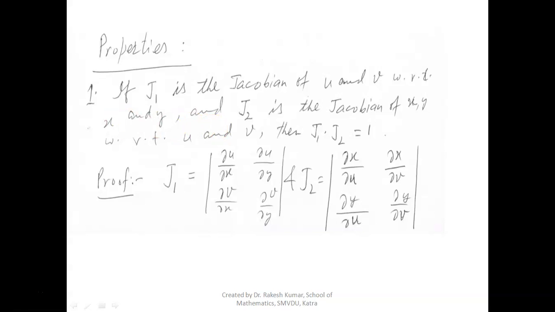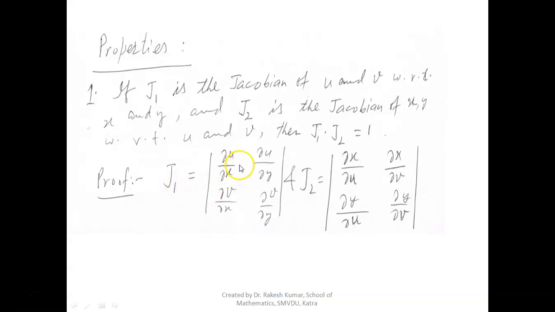Now what are the properties of Jacobians? If J1 is the Jacobian of u and v with respect to x and y, and J2 is the Jacobian of x and y with respect to u and v, then J1 into J2 is equal to 1. This is the property, so we will prove it.